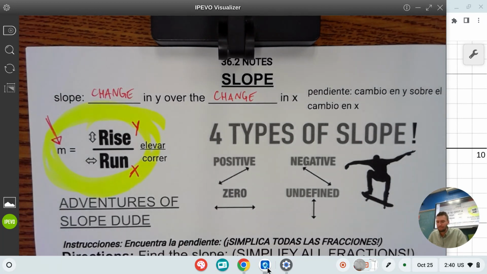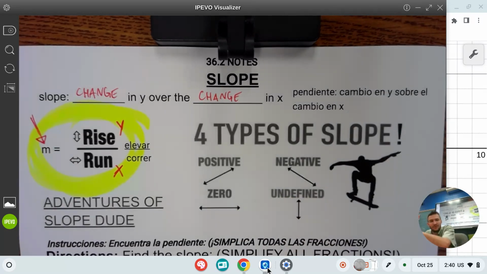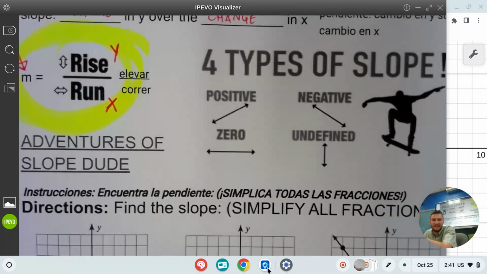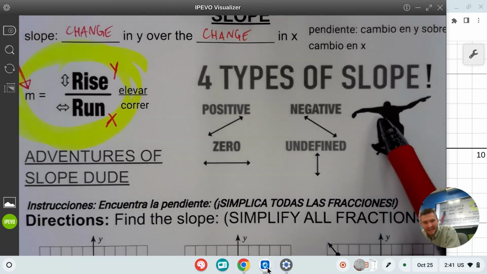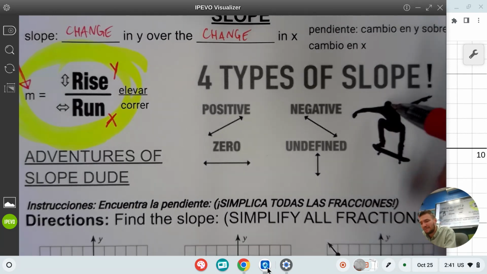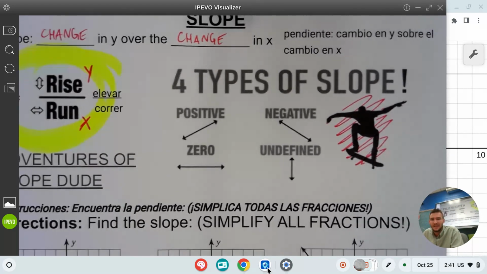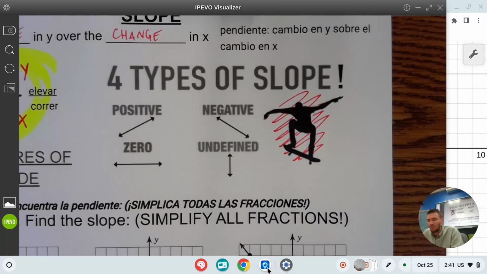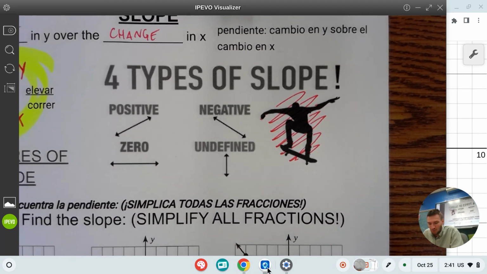Now, we've got the 4 types of slope. And the person who made these notes, they were feeling kind of gnarly, I guess. They drew a cool little skateboard person. The reality is, I'm not much of a skateboarder. I think skateboarding is really cool, but I was really good at soccer, and I was always scared that if I skateboarded, I would break both my legs in half. So, I didn't skateboard.